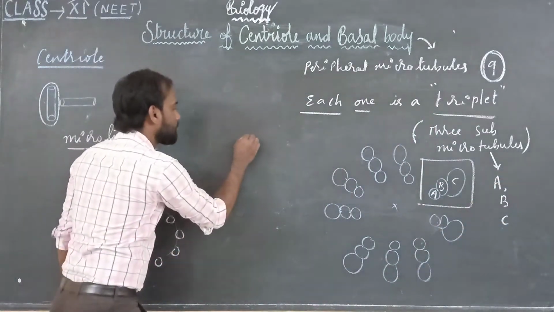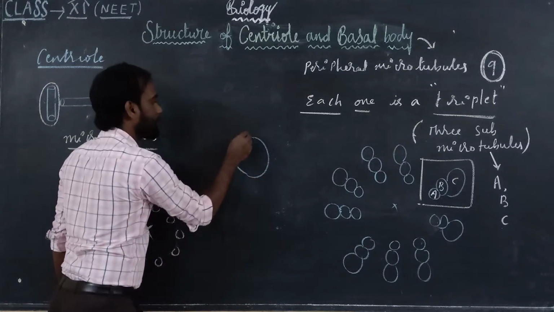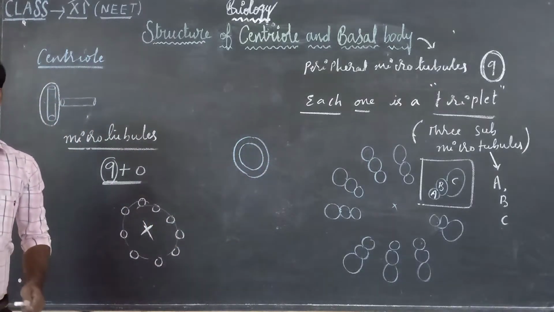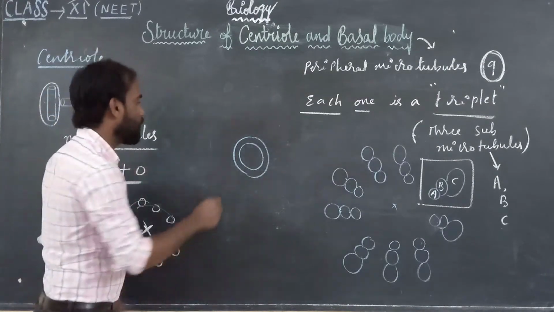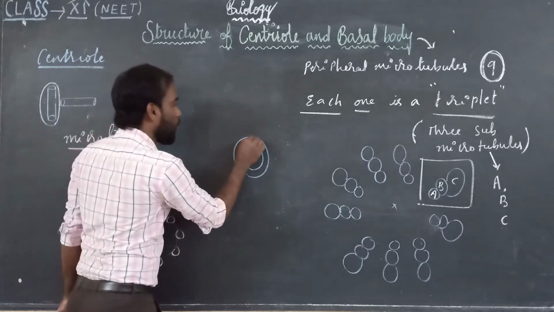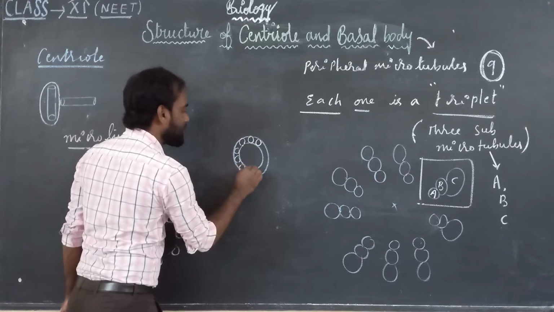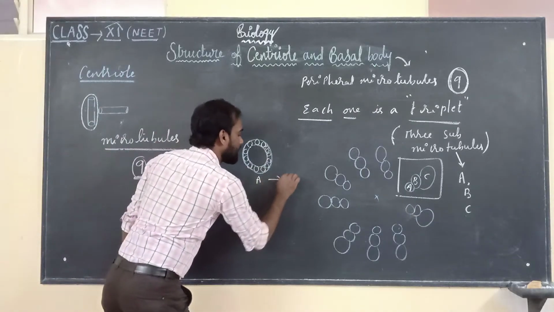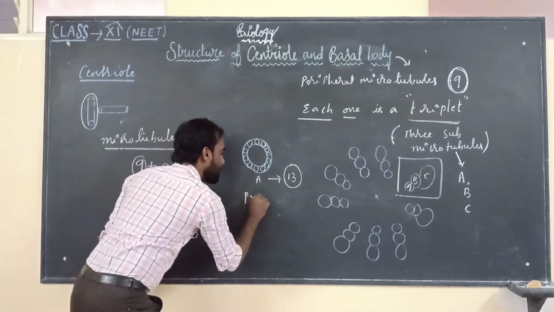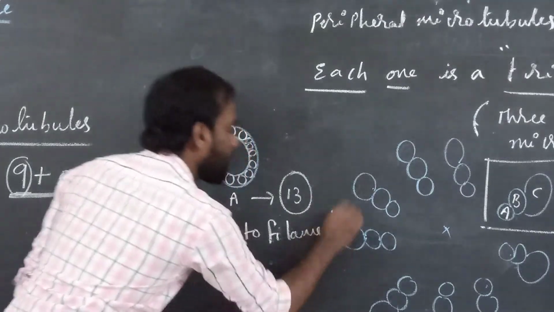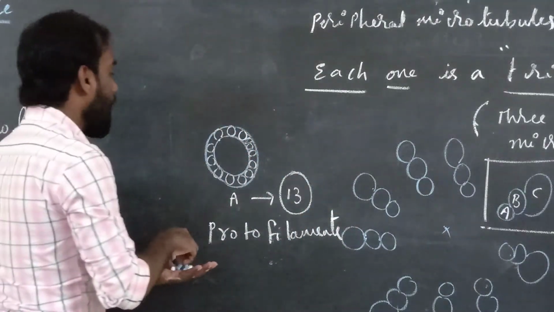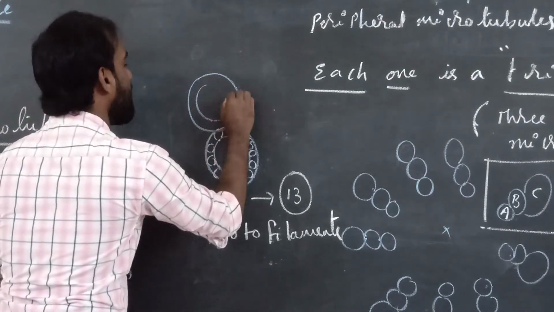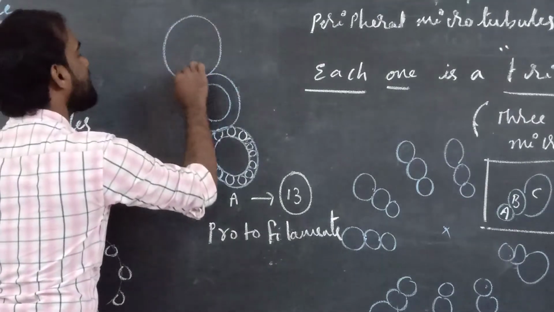Now, I am drawing here. Imagine it is A. This A is made up of 13 protofilaments. Same point we discussed in cilia and flagella also. 1, 2, 3, 4, 5, 6, 7, 8, 9, 10, 11, 12, 13. A is made up of 13 protofilaments. Next, after A, there will be B. After B, there will be C.